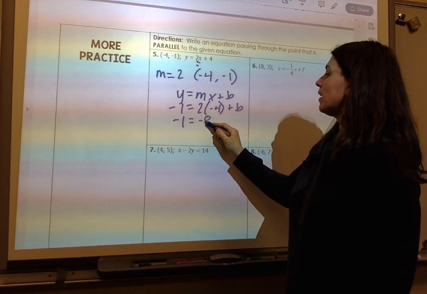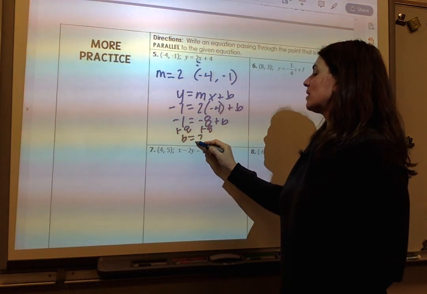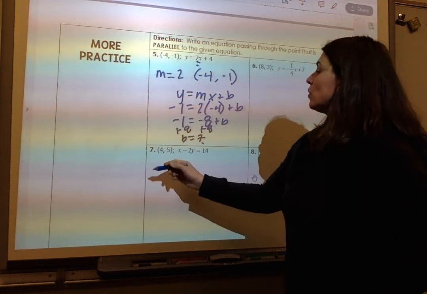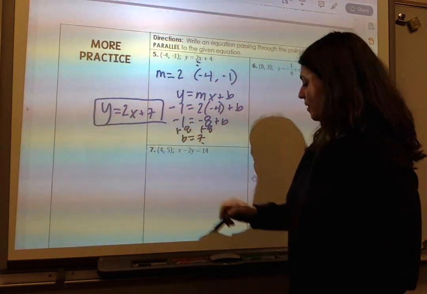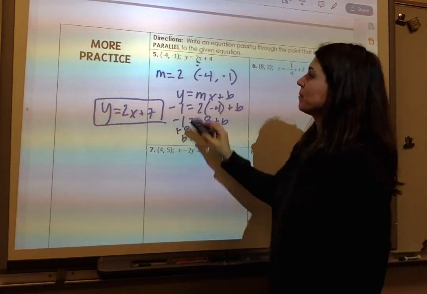Negative 1 equals negative 8 plus b. Add 8 to both sides. b equals 7. So my new line has a beginning point of 7 and a slope of 2. So y equals 2x plus 7. And that's my new line that's parallel to this, given these facts.